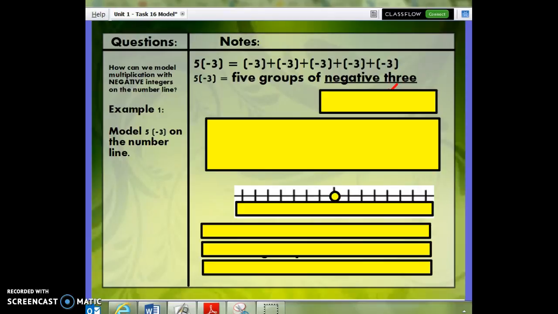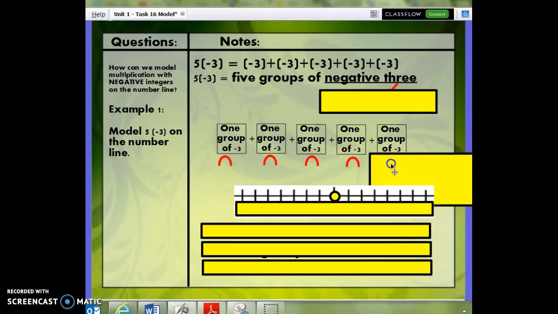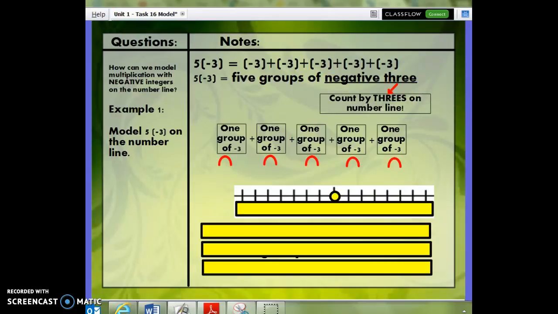So let's show this on the number line. As in the previous video, when you have 5 groups of negative 3, that means that each of the 5 groups contains negative 3, right? And so we want to use the spacing 3 to set up our number line. So each group has 3 in it, so we're going to count by 3s on the number line. So you set up your number line, 3, 6, 9, and so on, negative 3, negative 6, negative 9. And then we're going to model this.